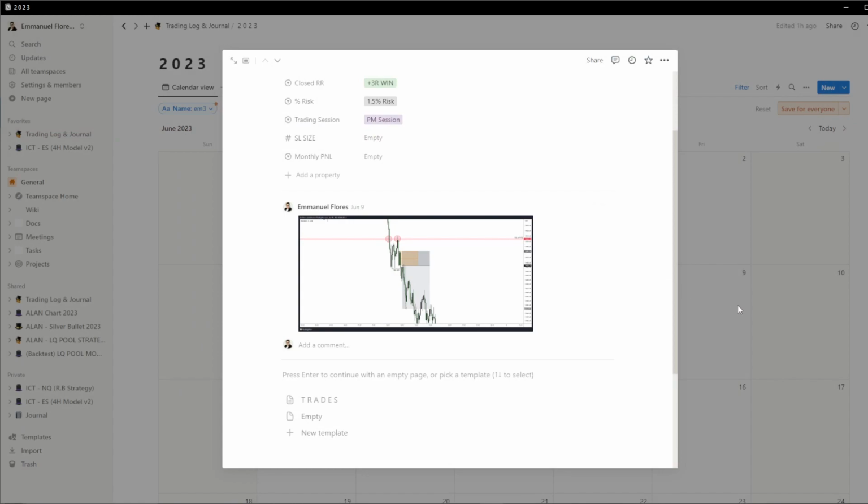So this is an overview of pretty much all of the WHI entry models, the trading plan, the daily processes, and then the current data for 2023 and collective data of 2022 to 2023. So yeah, that's pretty much it.